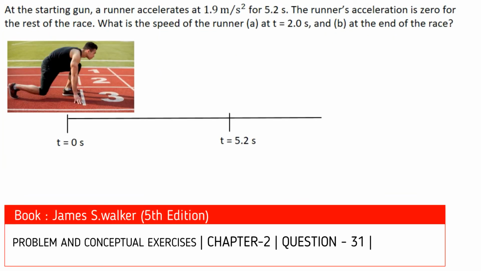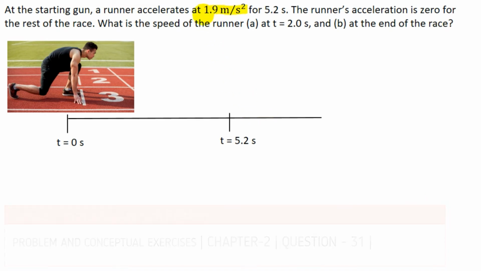So here in this question we are given that a runner accelerates at 1.9 meter per second squared for 5.2 seconds. I've shown this in the image: at time t equals 0 he begins to run, and for time t equals 5.2 seconds he accelerates with 1.9 meter per second squared. For this time interval the acceleration is constant, which is equal to 1.9 meter per second squared.